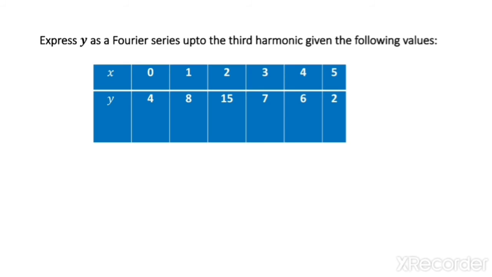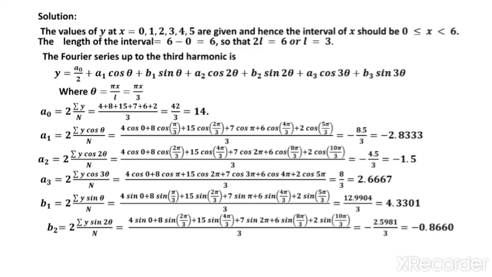Now here the interval length you are supposed to compare with 0 to 2L. So 0 to 2L we will take as 6. As I said, for the 0 to 5 interval, the length will be 0 less than or equal to x less than 6. I have explained this right now. So the length of the interval is 6 minus 0, which is 6, and I told you, you have to compare the length of the interval with 2L. So 2L equals 6 and L will be 6 by 2, which is 3.